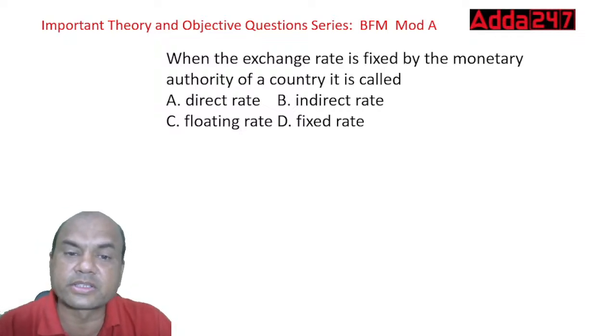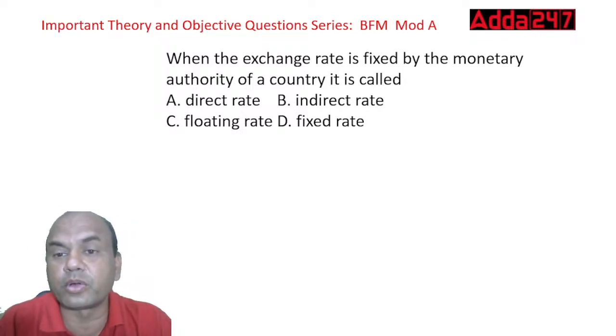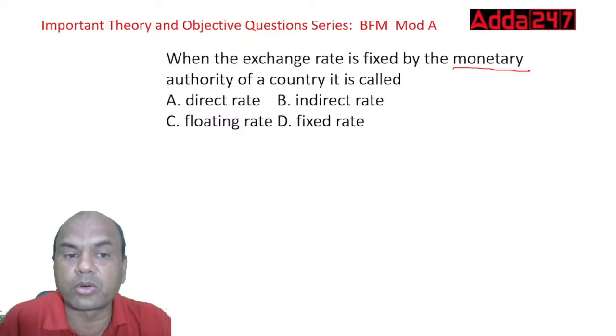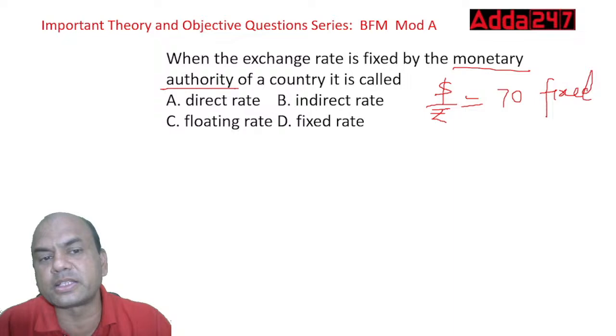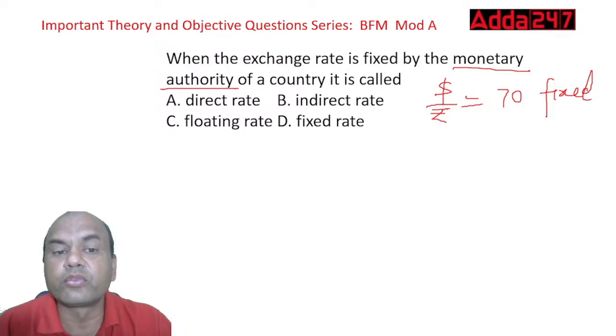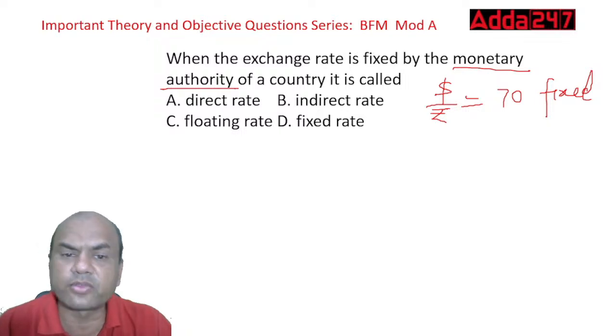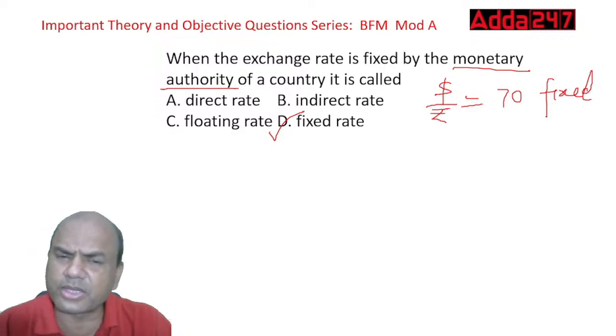When the exchange rate is fixed by the monetary authority of India, or of any country, it is called as... Here, when it is fixed by the monetary authority, what does it mean? RBI tomorrow says that the dollar to INR rate is, let's say, 70 rupees, fixed, no changes in that. It will not fluctuate. It is fixed by this monetary authority. So in this case, what is it called as? Direct, indirect, floating or fixed? It is called as fixed, isn't it? It is fixed by the monetary authority of that country. So it is fixed, but obvious.